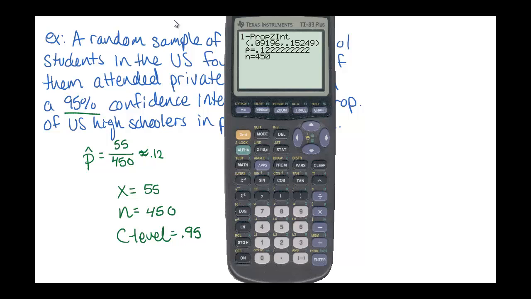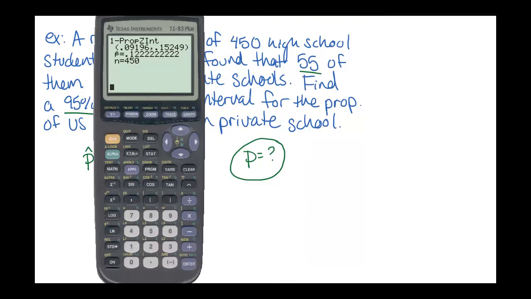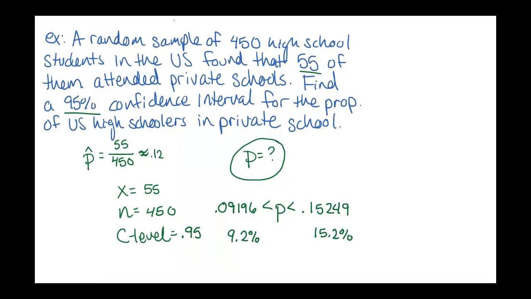So here is our interval. We can write the interval in interval notation just like this, or I could say that our population proportion, p, lies somewhere between 0.09196 and 0.15245. And we can say this with 95% confidence. So thinking of these again as decimals, this would be about 9.2% and about 15.2%. This is a much wider interval than what we are seeing with the voting example, and mostly that's because we have a much smaller sample size now.